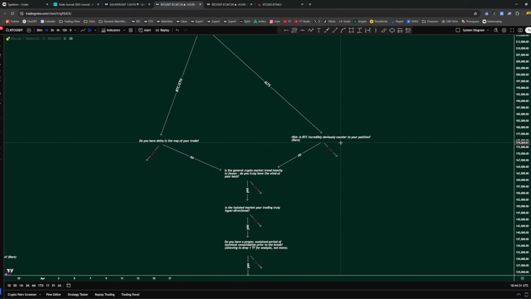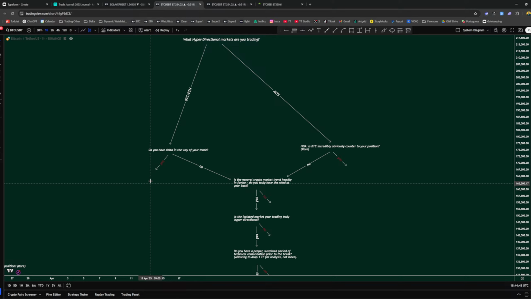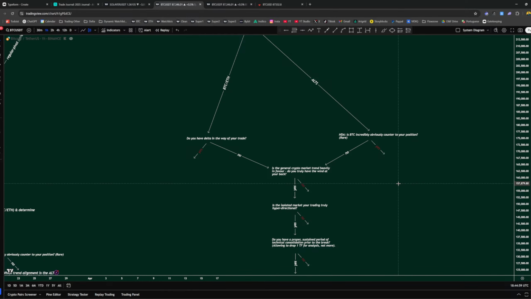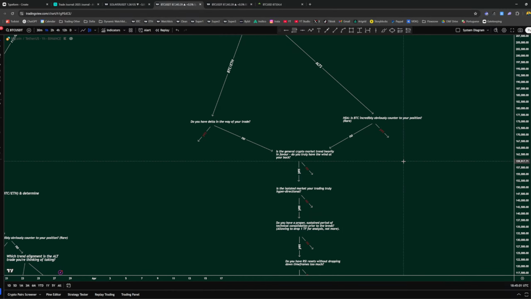But is BTC incredibly obviously counter to your position? Rare again. Okay, so we've covered that in the regular pivoting system, but again, the same question. If trading altcoins, is BTC incredibly obviously counter to your position? So these are the first two gates when I'm taking breakout trades, one for BTC and ETH, one for alts, okay? Both, if I say yes to, then it keeps me out of the position. Move on to the next one, okay?